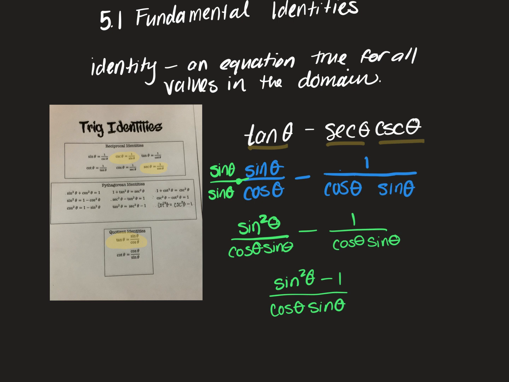All right, so now, can we do anything else? What about the sine? Make it squared. Yeah, so it's squared. If you see a trig function squared and a 1, more than likely you want to look here in the middle of the sheet at your Pythagorean identities.